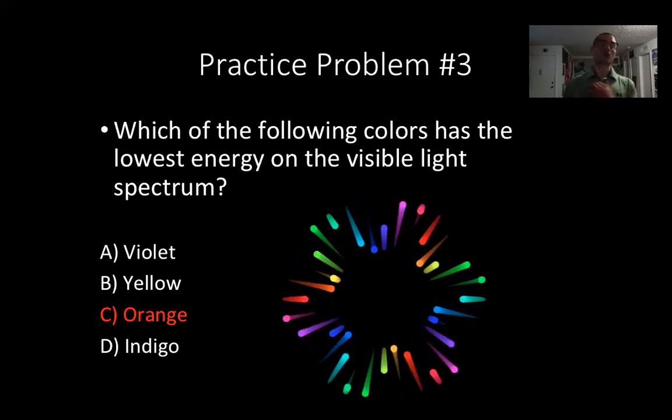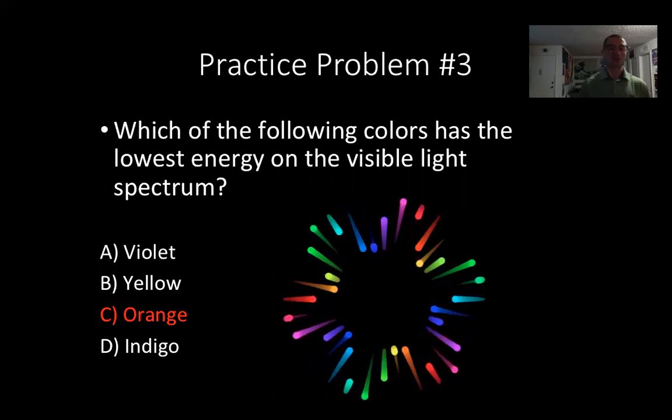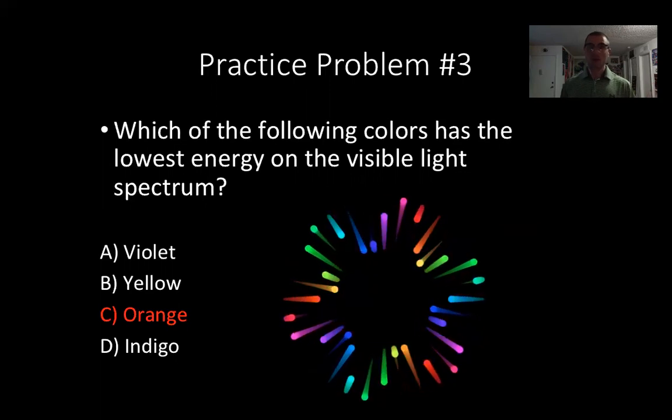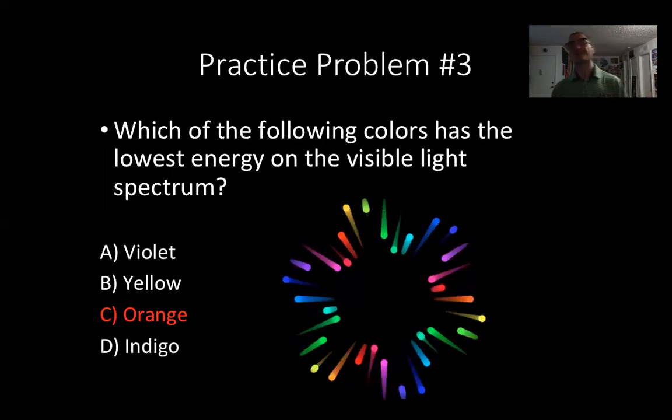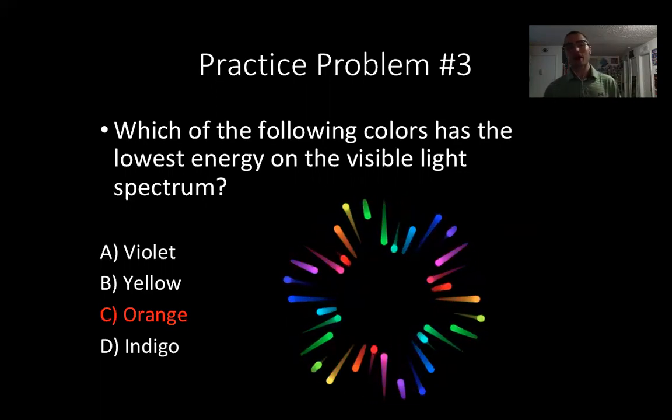And don't forget, the lower the energy, the longer the wavelength, right? Or the lower the frequency, the longer the wavelength. So in this case, there's no red, but we have R, then O in Roy, so orange is next. Orange is the lowest of these options for energy.